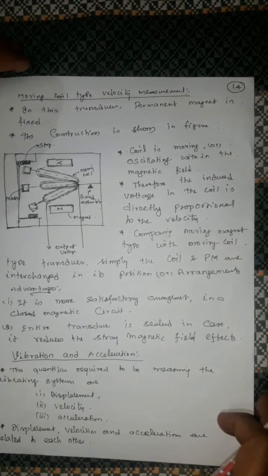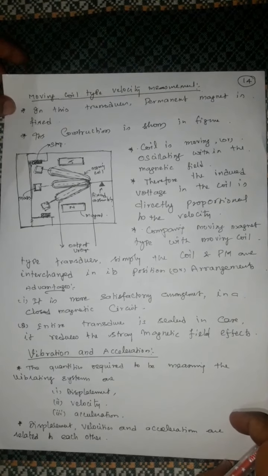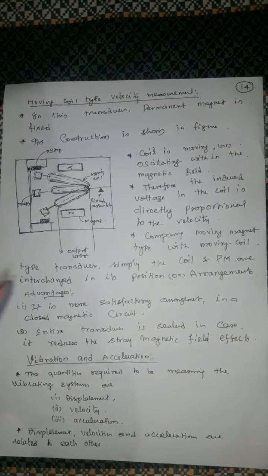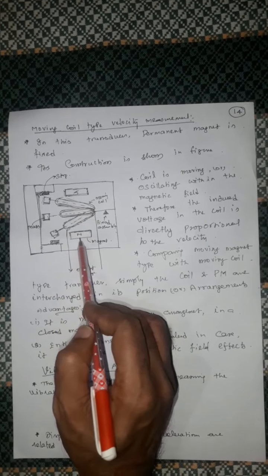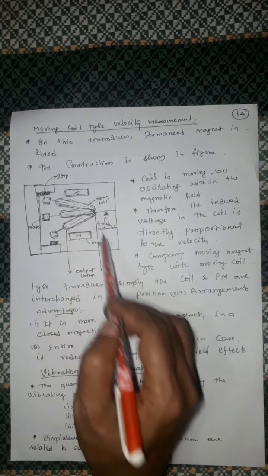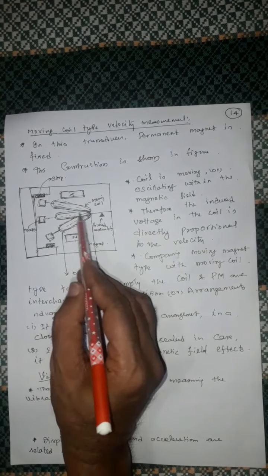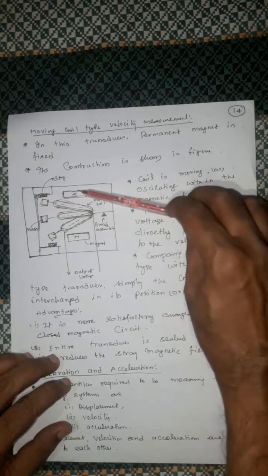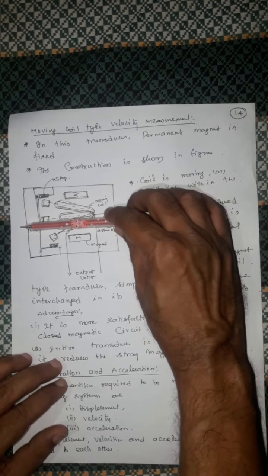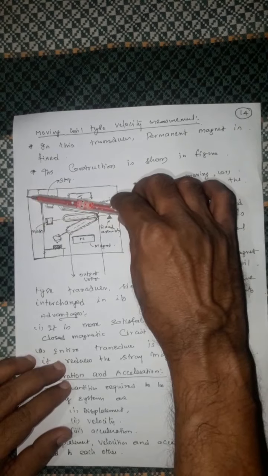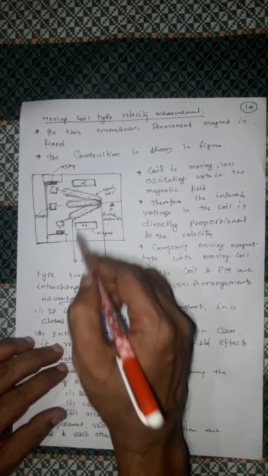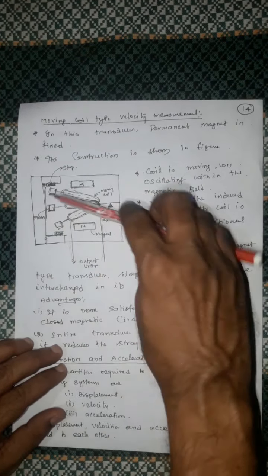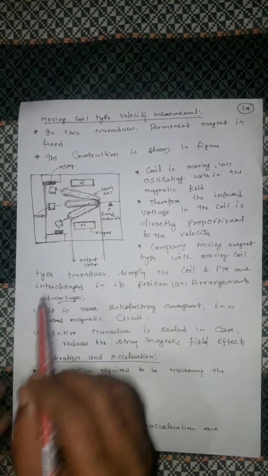Next is the moving coil type velocity measurement. In the previous case, the coil is permanent and the magnet is moving. Here the magnet is permanent and the coil is moving. The coil is vibrating or moving. Here is the magnet, with north pole and south pole. Due to the vibration, the coil will vibrate, and it will be connected to the output. The induced E0 is directly proportional to the vibration.